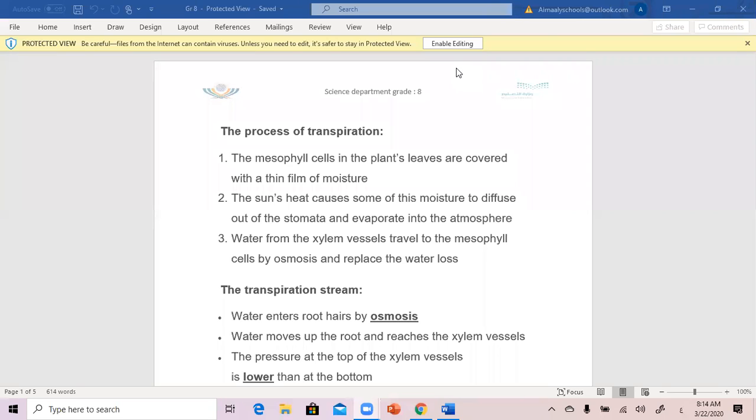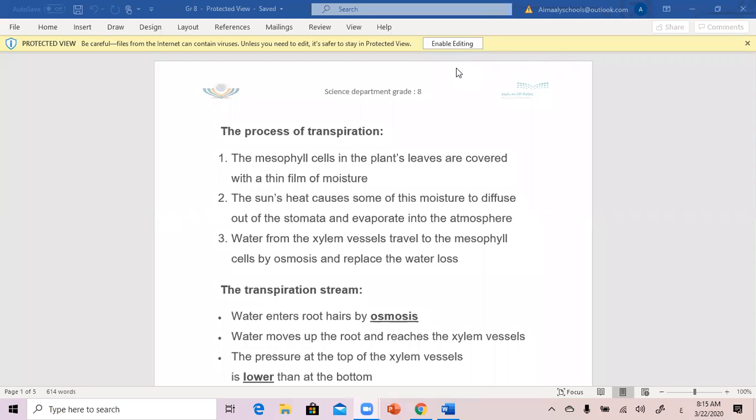Wait, one second. Don't worry. It is the loss of water vapor from the leaves of the plant. Evaporated water. So we can say, Ahmed, losing of water in the form of water vapor from the stomata on the plant. Okay. I want another one.